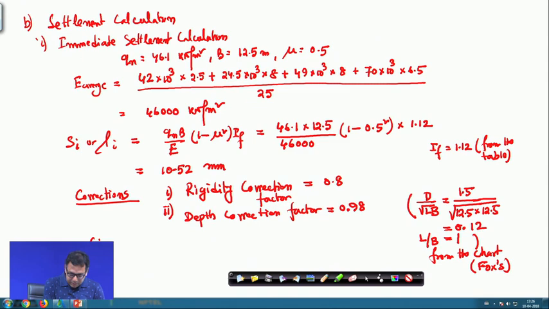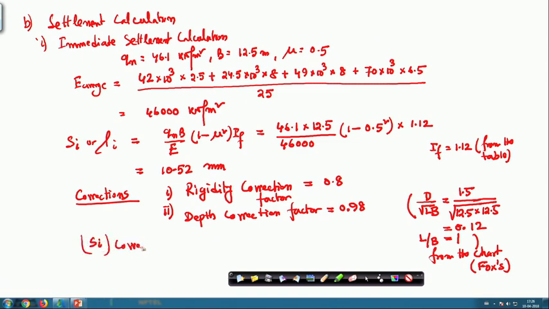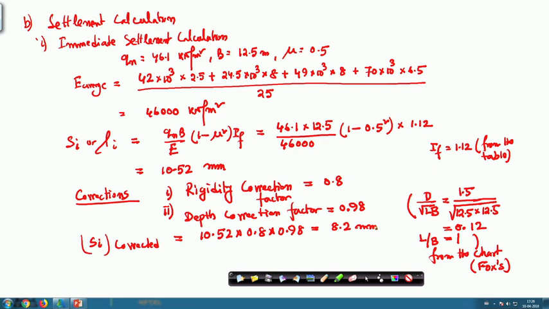So, SI corrected will be equal to 10.52 into 0.8 into 0.98. So, that is equal to 8.2 millimeter. Okay. So, the immediate settlement that I have calculated is 8.2 millimeter, and now I have to calculate the consolidation settlement, then we will see whether the dimension that I have chosen is within the permissible limit or not. So, in the next class I will calculate the consolidation settlement, then we will finish this problem.